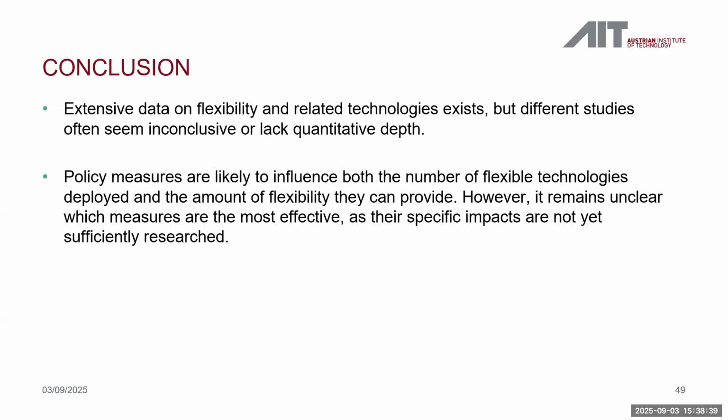So our conclusion is that there is extensive data on flexibility and related technologies, but the different studies also seem a bit inconclusive or lack quantitative depth. For instance, as you saw, the difference between the conservative and the optimistic scenario, for instance about the user willingness to enable their products, is quite big. And the policy measures are very likely to influence both the number of flexible technologies and also the amount of flexibility they can provide. But it still remains a bit unclear which measures are the most effective ones, and how their specific impacts are.